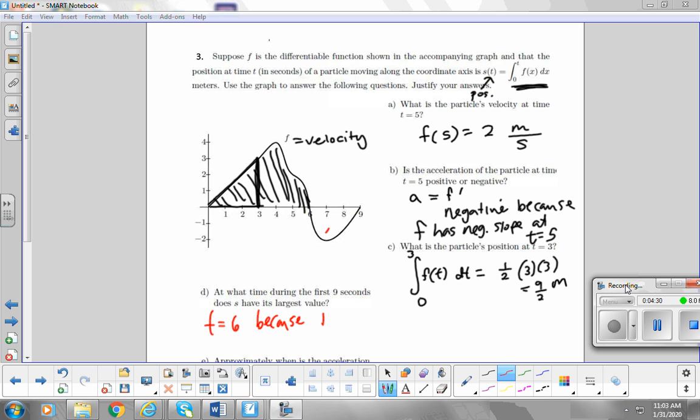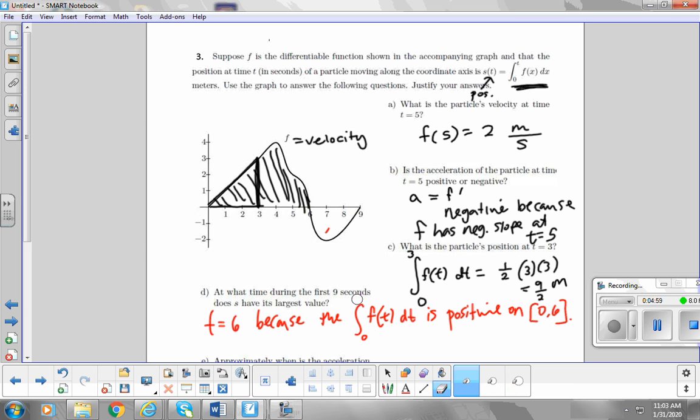Because the integral from 0 to 6 of f of t dt is positive on the interval 0 to 6. You can say it like this: the integral from 0 to t of f of t dt is positive from 0 to 6, like it's getting bigger and bigger and bigger.